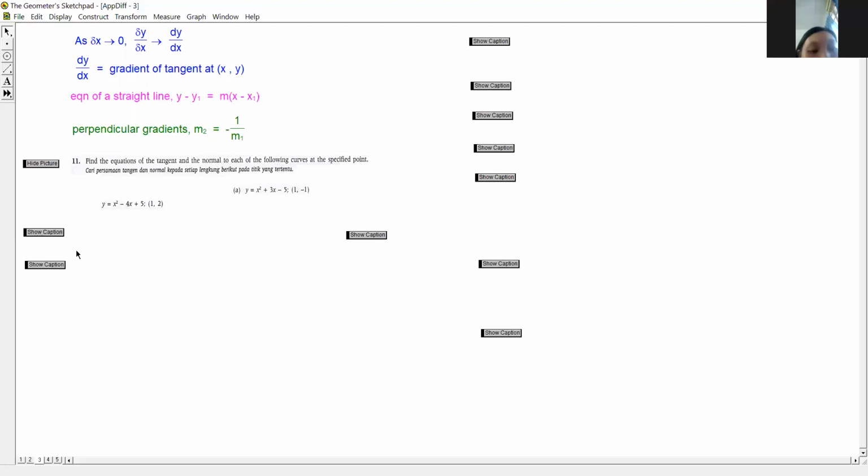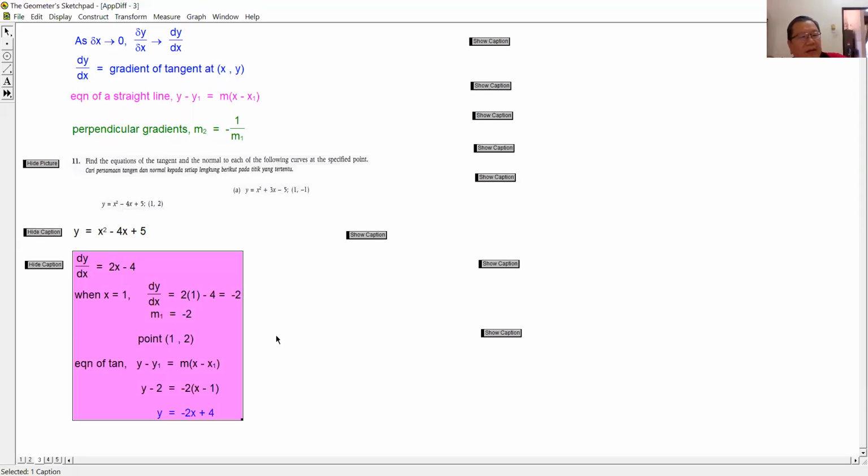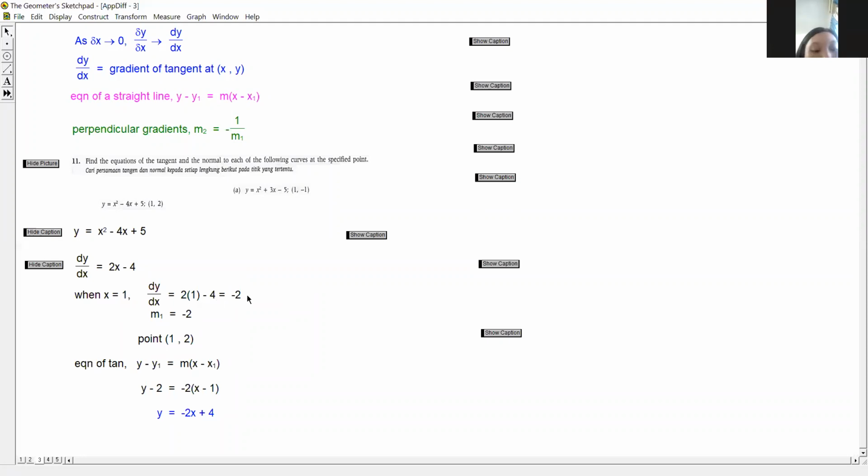Okay, so as usual, we just differentiate. This is a topic involving differentiation. Whether you know how to do it or not, you just see the equation, you differentiate, find dy/dx. So very simple. dy/dx is 2x minus 4, and you substitute in the point x equals 1. So you have found the gradient to be negative 2.